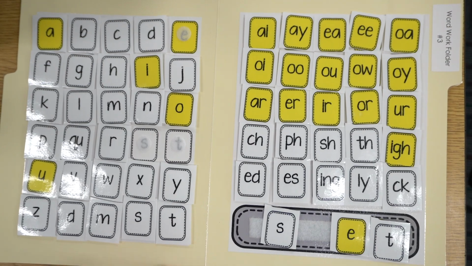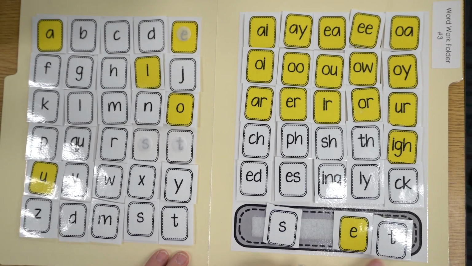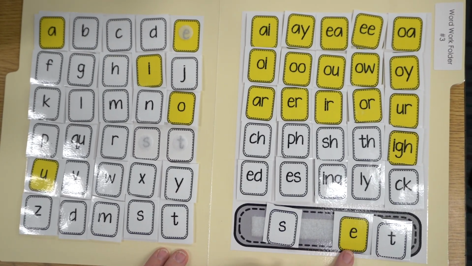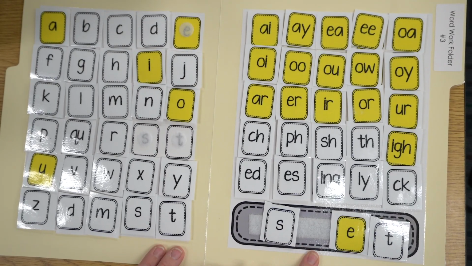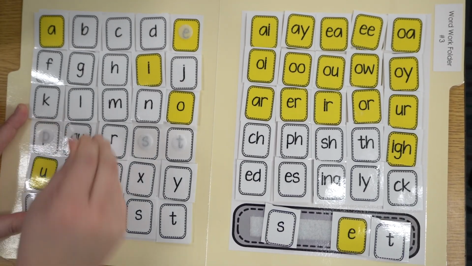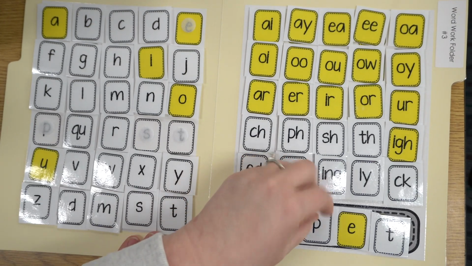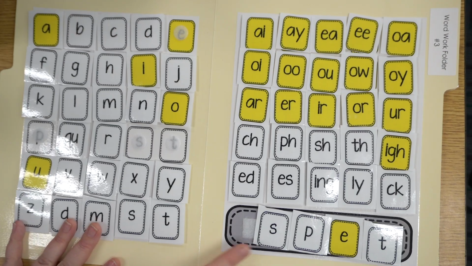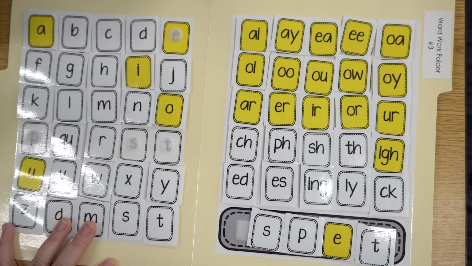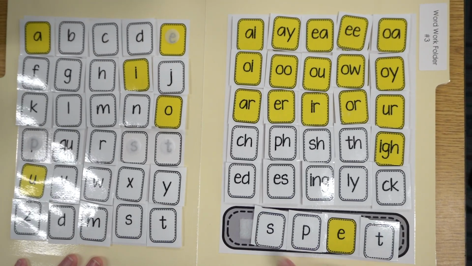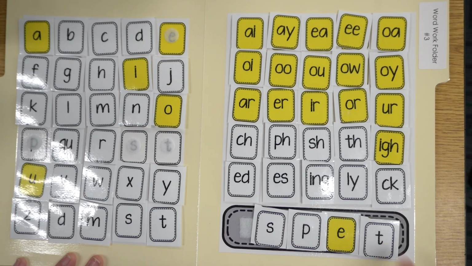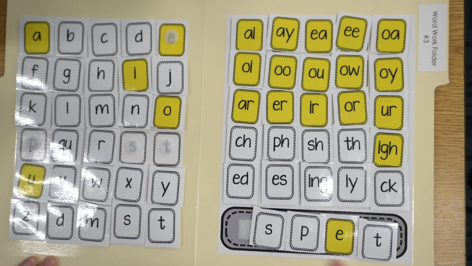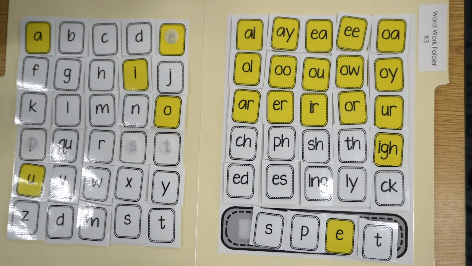Now let me say the sounds again. Sp, et. Sp, et. What goes here? P. Now let's read our word. It's a nonsense word. It's not a real word, but we can always sound those words out. Sp, et. Let's say it again. Sp, et. Awesome. Spet.